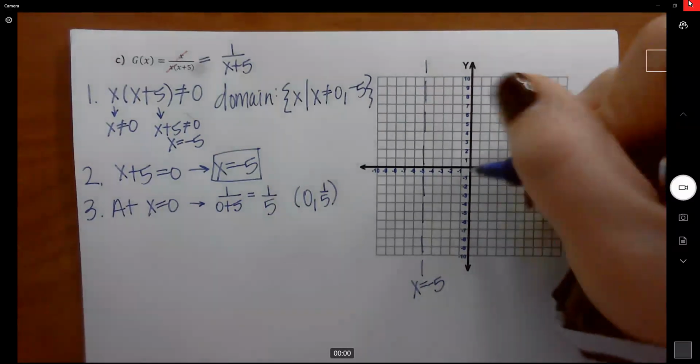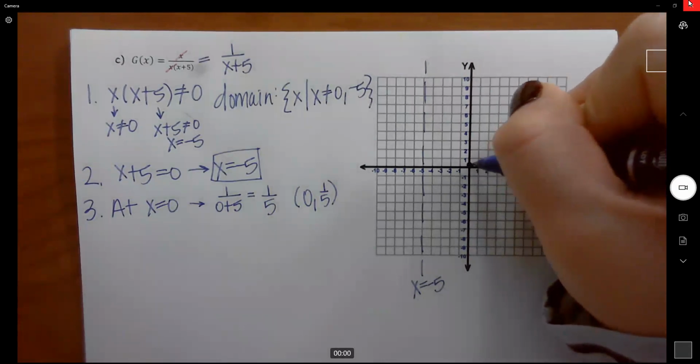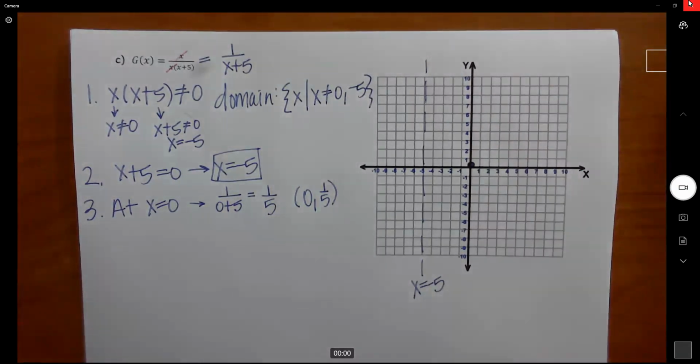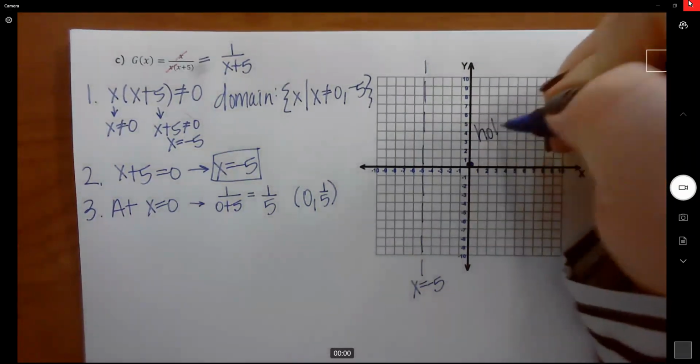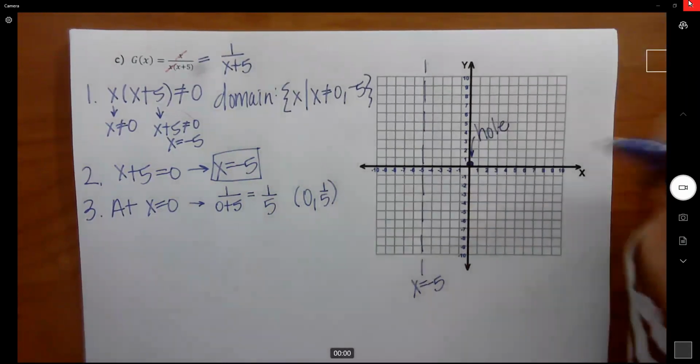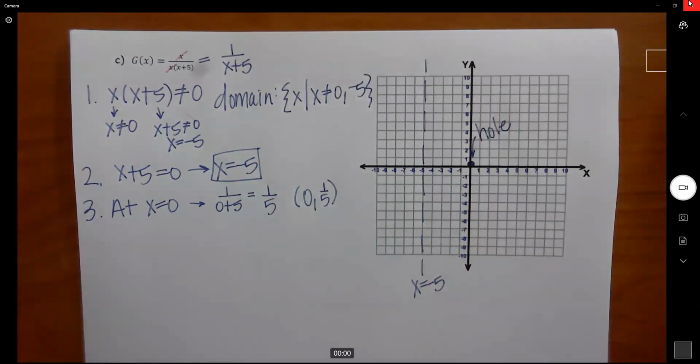So on my graph, I'm going to put that. And it's kind of hard to do, especially since that's over the y-axis here. So I'm just going to make a note. That's a hole. Okay, it's not a solid circle. That is an open hole point.